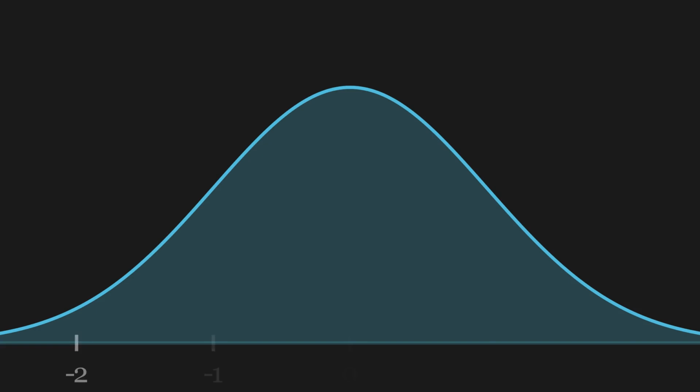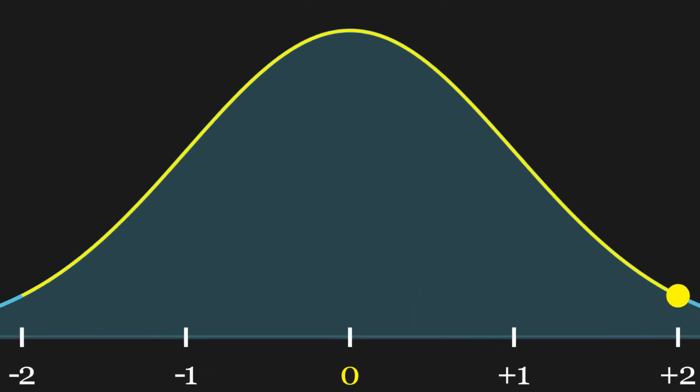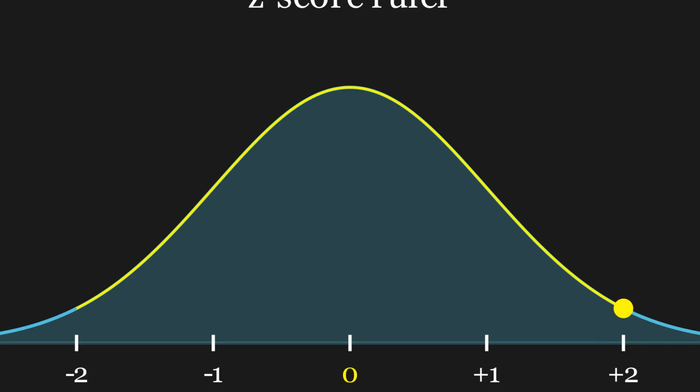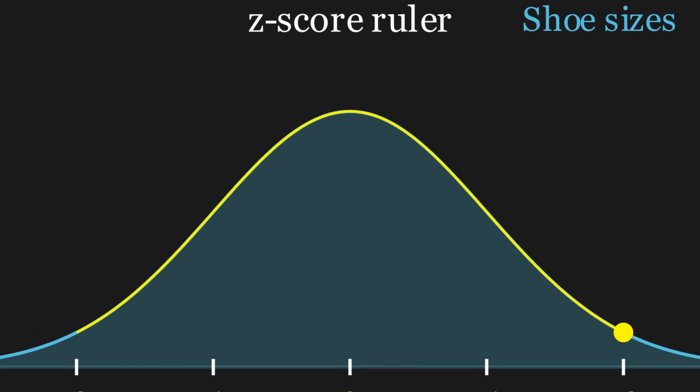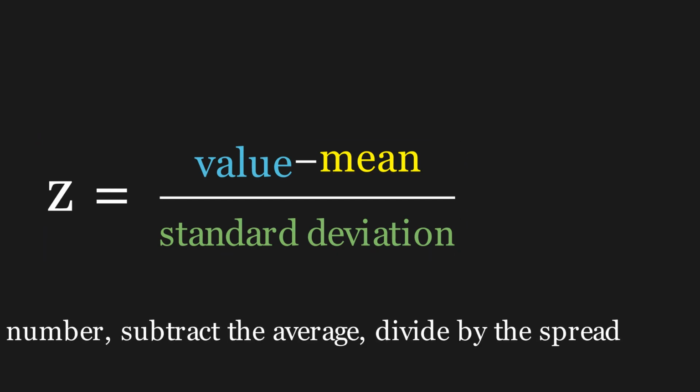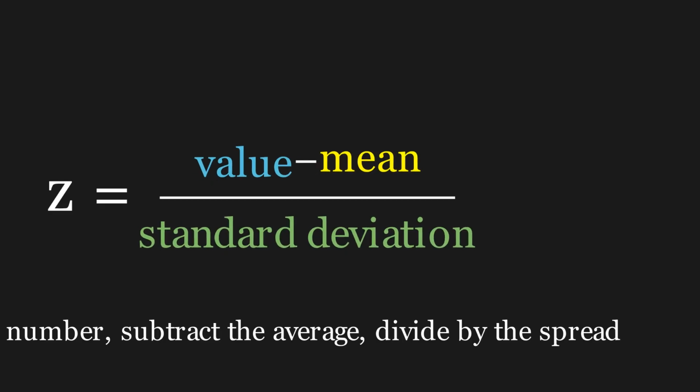Now here's the key idea. Instead of asking how many inches away from average is this height, we ask how many standard deviations away from average is this value. That number, how many standard deviations a value sits from the mean, is called the z-score. It's like a universal ruler. It doesn't matter if you're measuring test scores, heights, or shoe sizes. Once you convert to a z-score, everything is measured in the same units, steps away from average. The formula is simple. Z equals the value you're checking minus the mean, all divided by the standard deviation. In words, take your number, subtract the average, then divide by how spread out the data usually is.